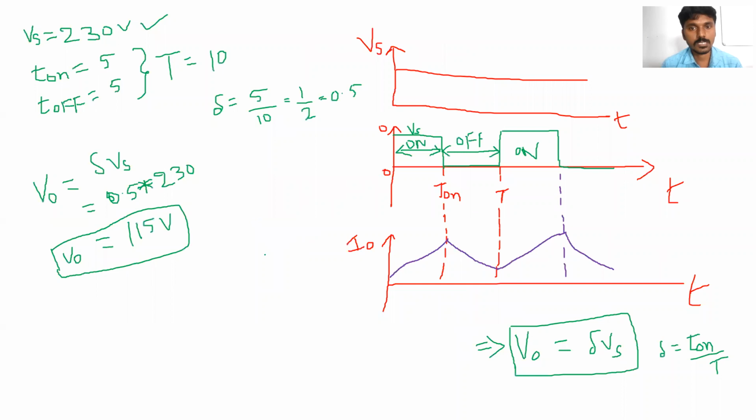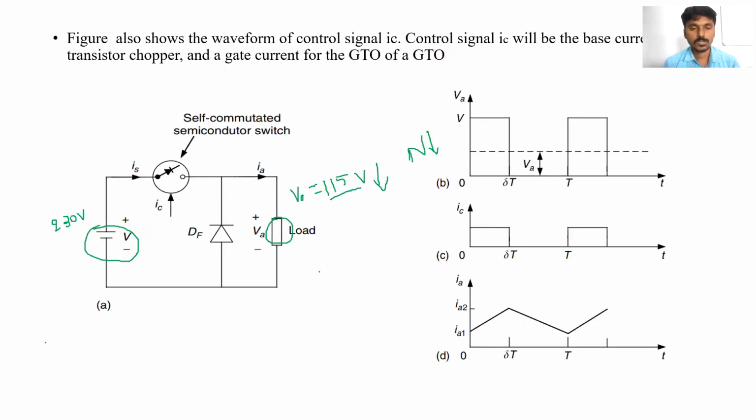All of you, please say yes or no. Yes, sir. Okay, so that's why we are going to discuss this topic, chopper fed DC motor. It means how the DC motor speed is controlled using the chopper. By varying the duty cycle, the speed of the DC motor is controlled. Clear? This is the concept of the chopper fed DC motor.